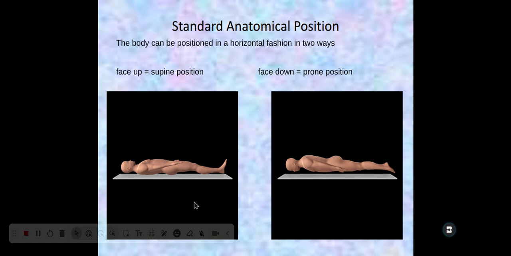Okay, so if the body is face up, we call that supine. If the body is face down, we call that prone. Okay, so supine, face up, face down is prone.